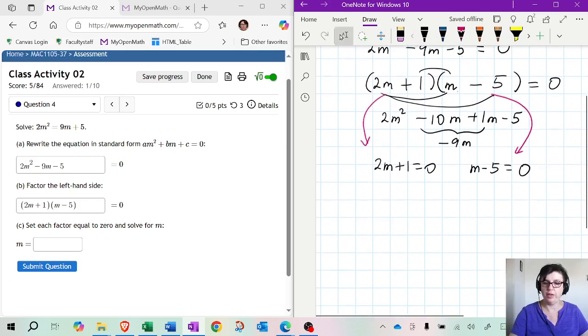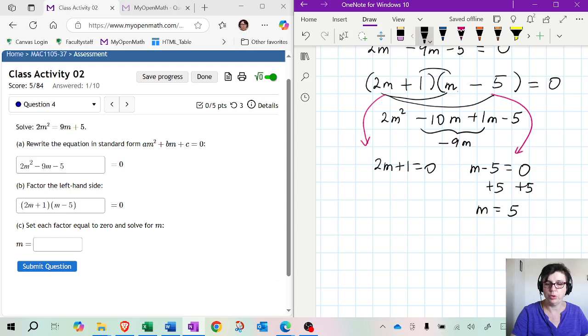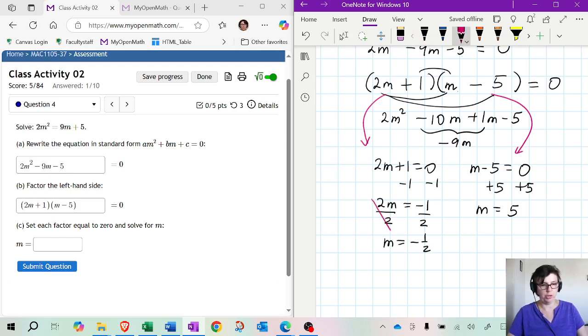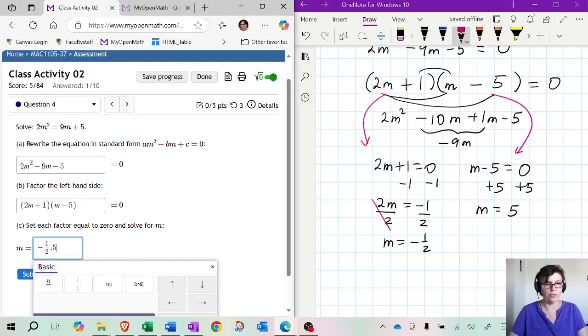Solving that, for this one we just add 5 to both sides, so we get m equals 5. On the other side, we subtract 1 from both sides and then divide both sides by 2. That should give me negative 1/2. So that gives me the two solutions, negative 1/2 and 5.